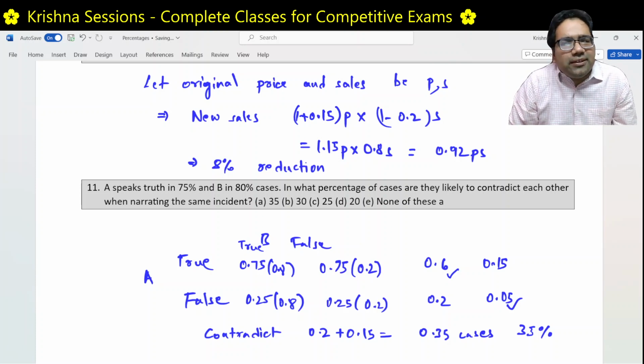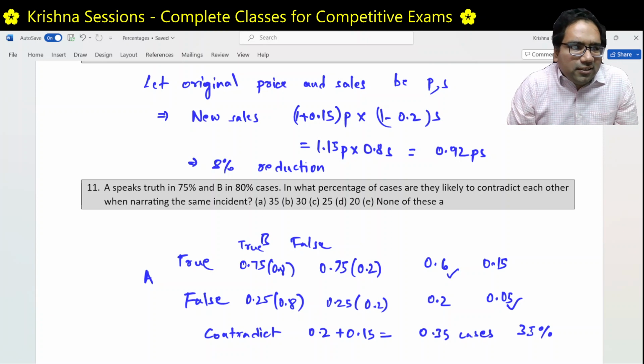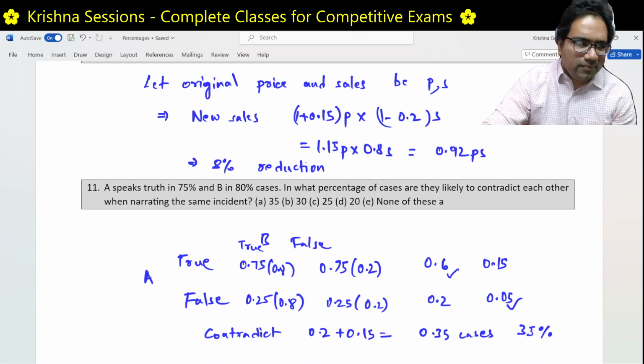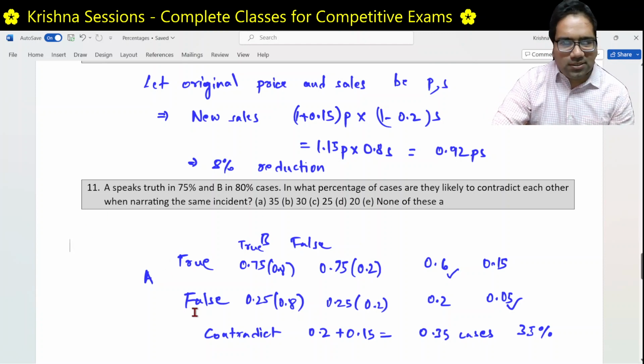In what percent of cases are they likely to contradict each other when narrating the same incident? Very good. This is a very interesting problem, right? So please understand carefully. A speaks truth or A speaks false.